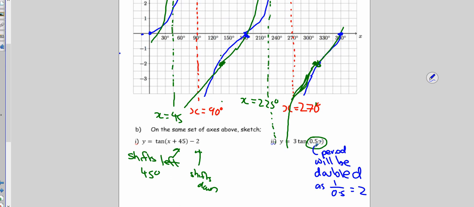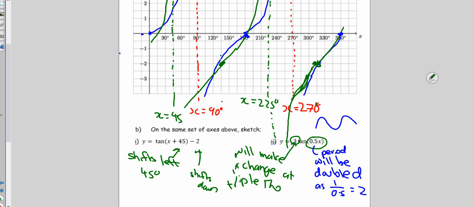The 3 is not like a sine and cos graph where it affects the amplitude. We don't so much have amplitudes with tan graphs. But what it will do is make it rise up and drop down at a faster rate. So the 3 will make it increase at triple the rate it did before and decrease at triple the rate it did before. So we'll make it change at triple the rate.